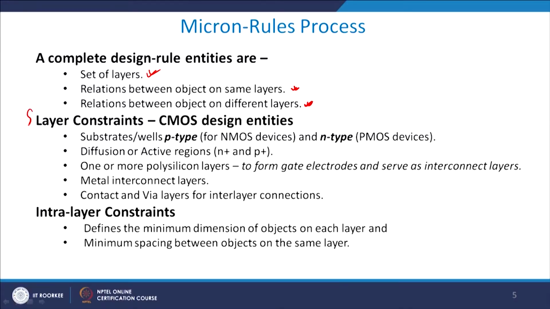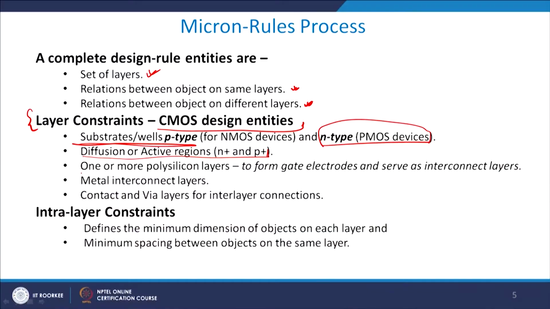Layer constraints. Let us look at CMOS design styles. Substrates are P well or P type, and it is N type. For a PMOS device, if you remember, the substrate has to be N type, and for an NMOS device the substrate should be P type. The second layer is the diffusion or active layer, N plus or P plus, by which you make the source and drain regions. Then one or more polysilicon layers form the gate electrode and serve as an interconnect layer, whereas this is for the metal interconnect layer.